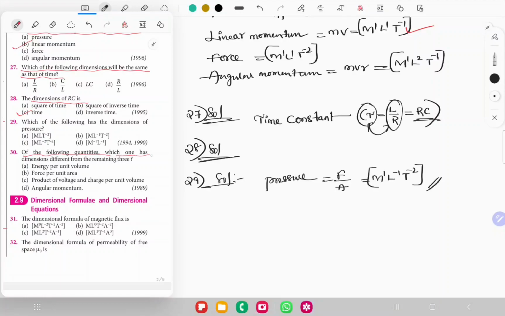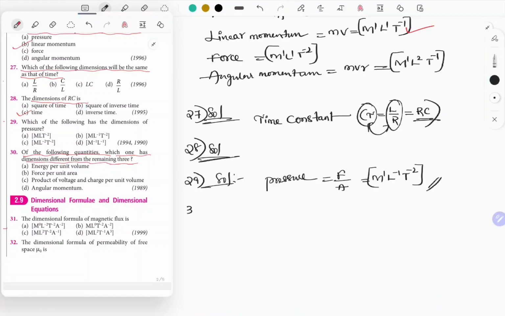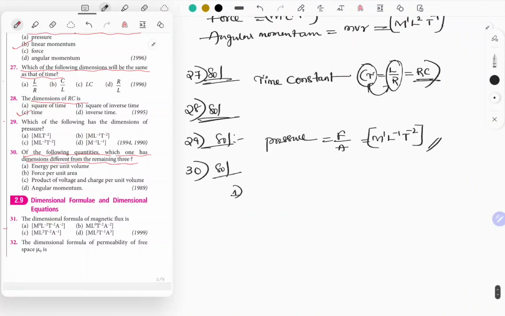Okay. Next, question number 30. Of the following quantities, which one has dimensions different from the remaining three? Super. Look at question number 30. Let's check each and every option. First one, option A, energy per unit volume. This is also called as energy density. Energy dimensional formula is m power 1 L power 2 T power minus 2 divided by volume dimensional formula. It is L power 3, which is equal to m power 1 L power minus 1 T power minus 2.